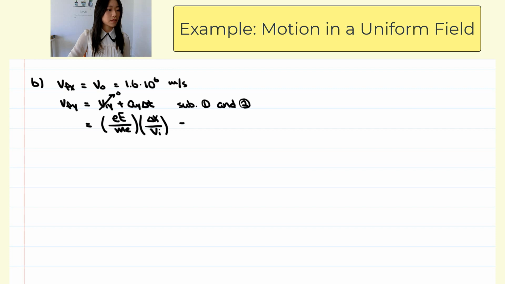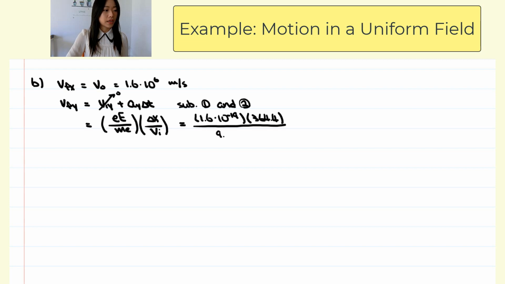Then we substitute the numbers. E is 1.6 times 10 to the power of negative 19. And we just found the electric field, its magnitude is 364.4. Then divided by the mass of the electron, which is 9.11 times 10 to the power of negative 31 kilograms. Delta x is the length of the plate, which is 2 times 10 to the power of negative 3 meters. And initial speed is 1.6 times 10 to the power of 6 meters per second.